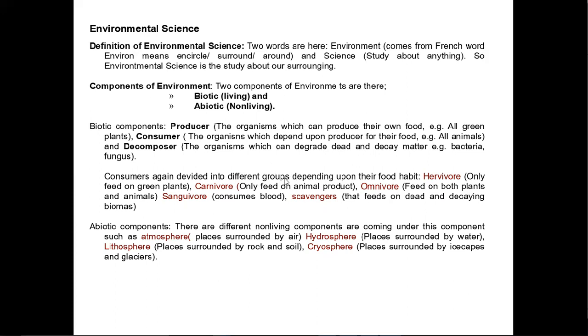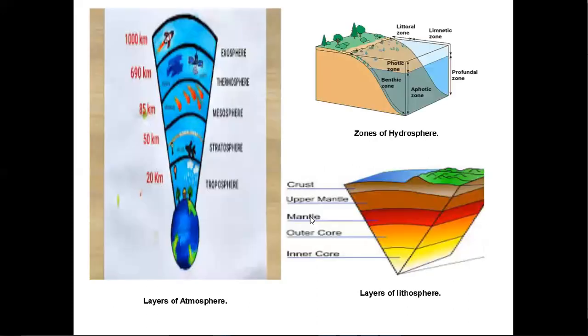And abiotic components are all the different non-living components like atmosphere, hydrosphere, lithosphere, and cryosphere. What is atmosphere? The place which is surrounded by air is known as atmosphere, and the place surrounded by water is known as hydrosphere. The place surrounded by rock and soil is the lithosphere. The place surrounded by ice caps and glaciers is known as cryosphere.